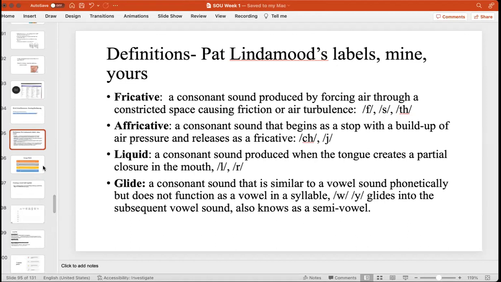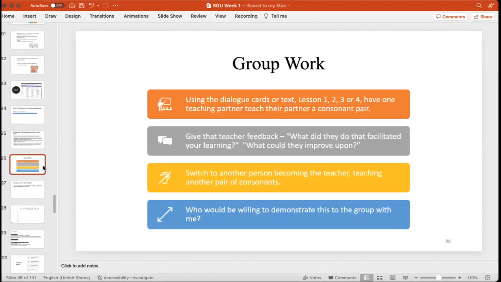So this is what I'd like us to do now. Let's see, how many people do we have? 1, 2, 3, 4, 5, 6, 7, 8, 9, 10, 11, 12, 13. And with me, 14. So we're going to break up into 7 groups.